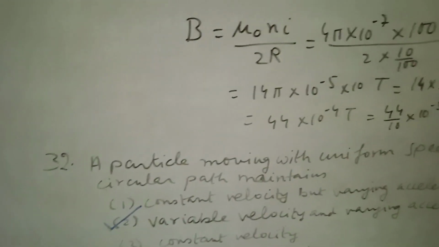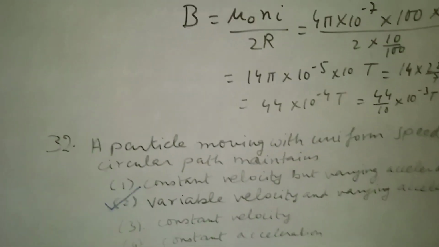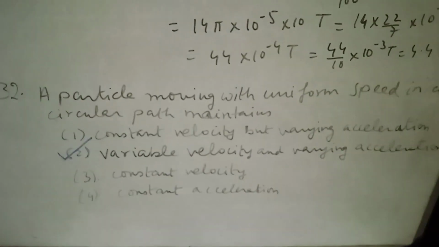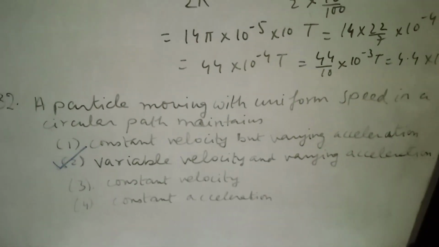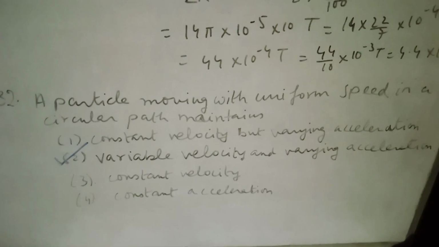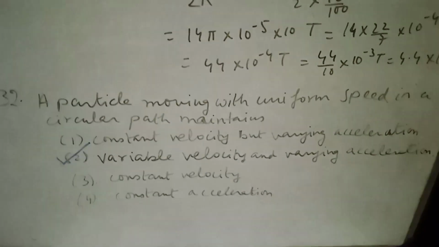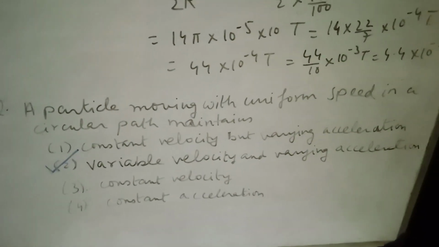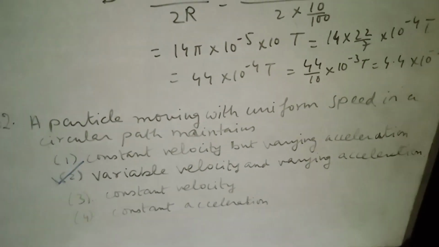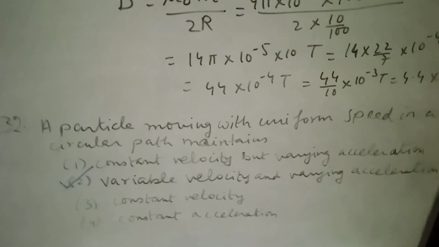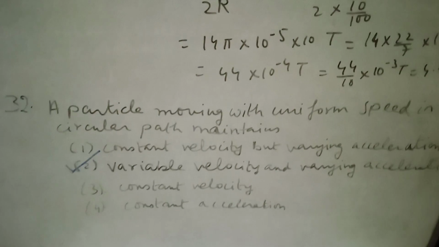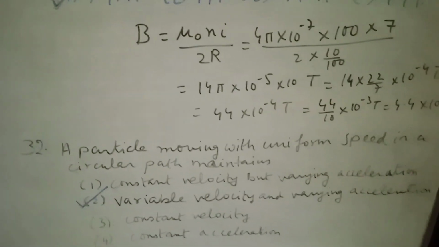Next question, number 32. We will skip 31, we will do it next, after 32. A particle moving with uniform speed in a circular path maintains: number 1, constant velocity but varying acceleration. So if it is constant velocity, then acceleration would have been 0. But here it's variable velocity and variable acceleration. That is the answer. Leaving constant velocity and constant acceleration, the 3 and 4 parts are not there. So option number 2 is correct here.